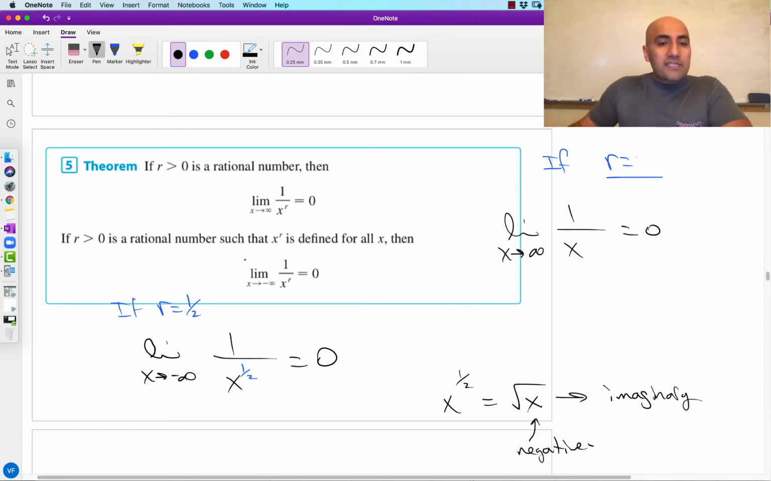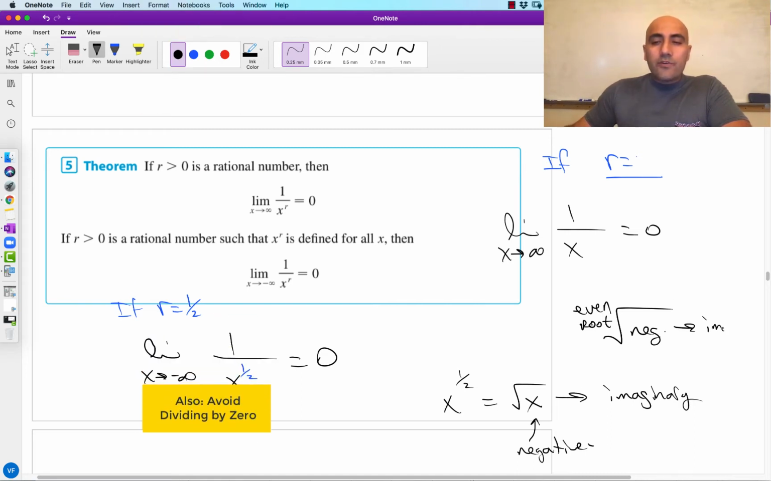But this language right here that says such that x to the r power is defined for all x, that's just letting you know, let's just avoid the r values that are going to cause an imaginary number. We're just going to avoid those for now. But all the other ones are fine. So as long as you don't result in a value where we have a negative and then we have an even root, even index here. Even root, square root of a negative, that leads to an imaginary. And we just want to avoid that for now.